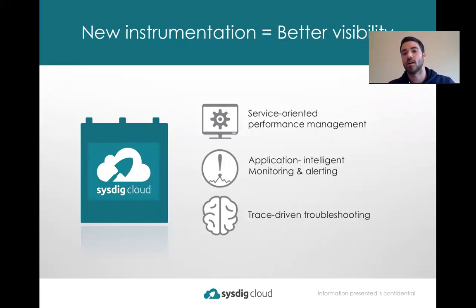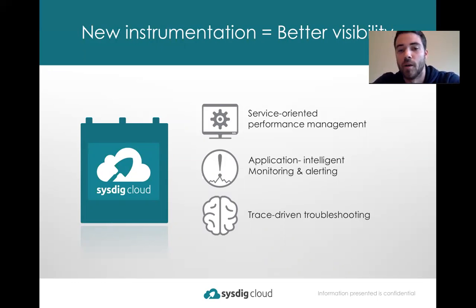So what does that instrumentation give us? There are three main things that you really want in a microservice-based monitoring tool. The first would be service-oriented performance management. That's getting a logical view of how your services are performing, interacting with each other, latencies, app metrics, all that kind of stuff. The second would be application intelligent monitoring and alerting.